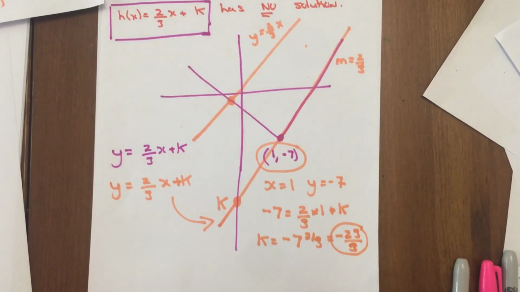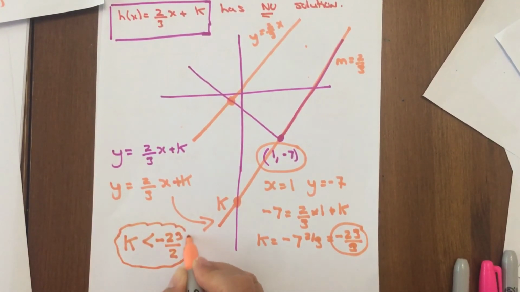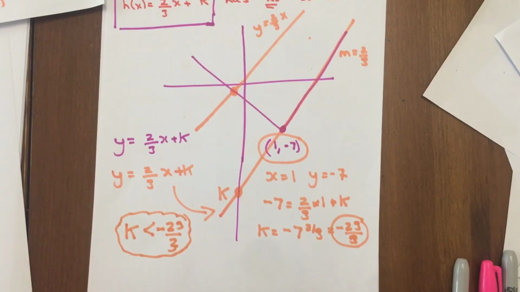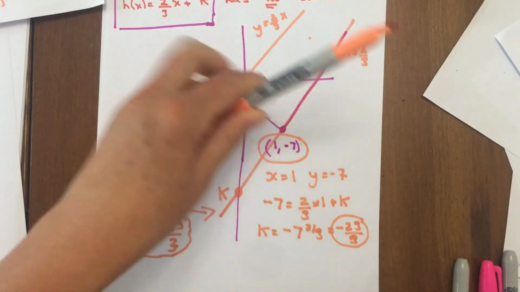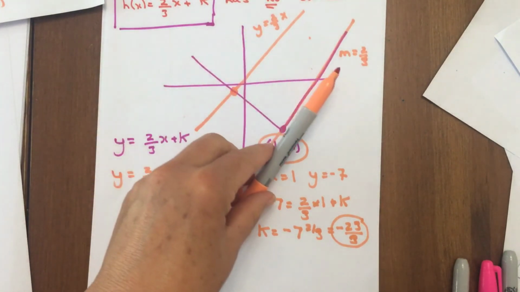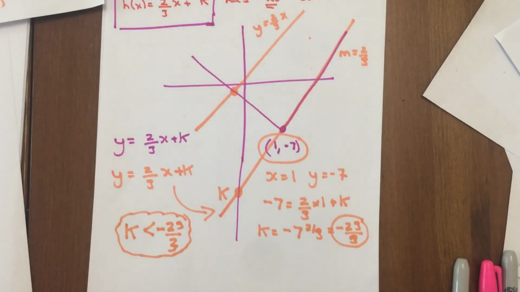So all my values of k less than -23/3 will give me no solutions. Because here it has one solution, it hits at one point, then going down it won't intersect at all. Right, so that's the end of this video.